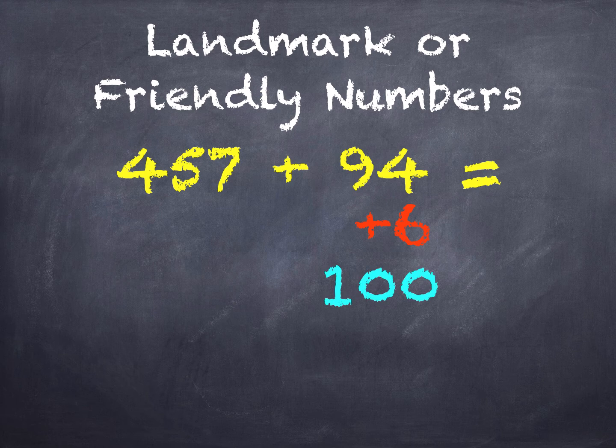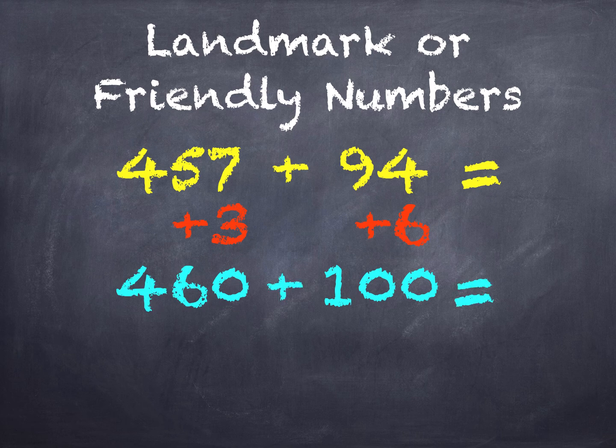But for 457, I'd have to add quite a bit to get to 500, but I can get this close to 0 right here and make it 460 just by adding 3. When I do this, I get 460. All I need to do is add these two numbers together now. It's 460 plus 100, which equals 560.